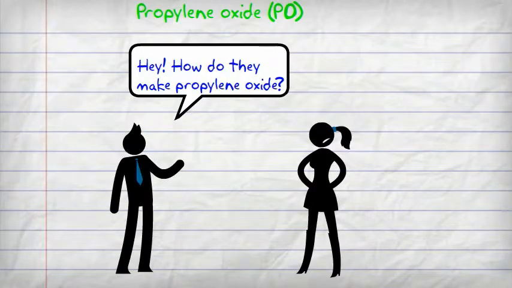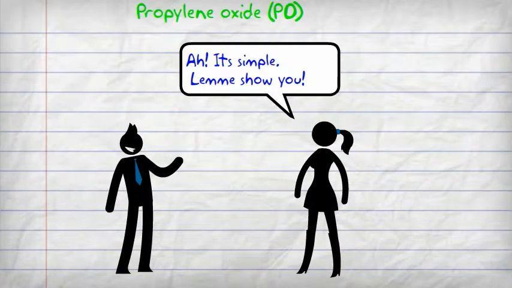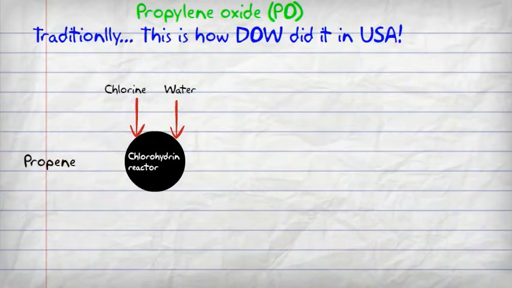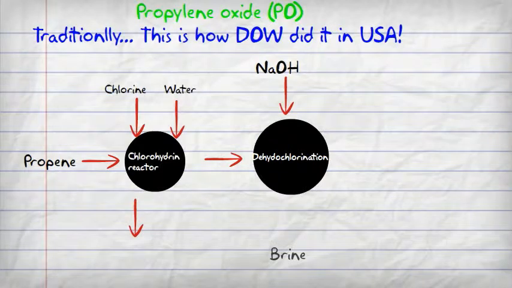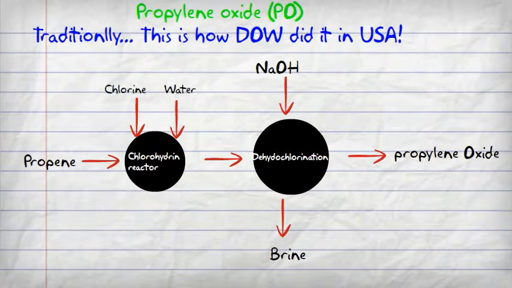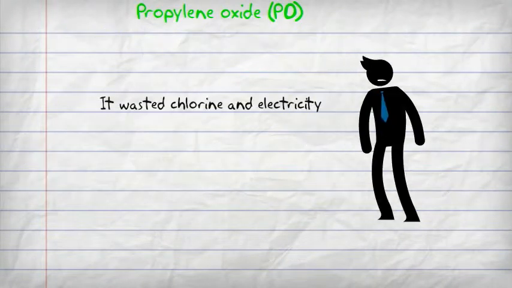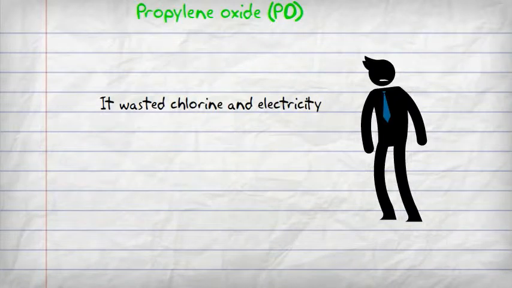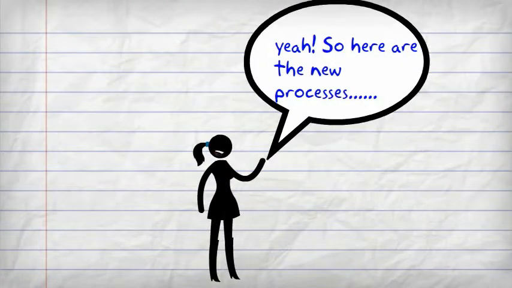Hey, how do they make propylene oxide? It's simple, let me show you. Traditionally, propylene, water and chlorine are treated in a chlorohydrin reactor. Then it is dehydrochlorinated with sodium hydroxide to give propylene oxide. But it wasted chlorine and electricity. Yeah. So here are the new processes.